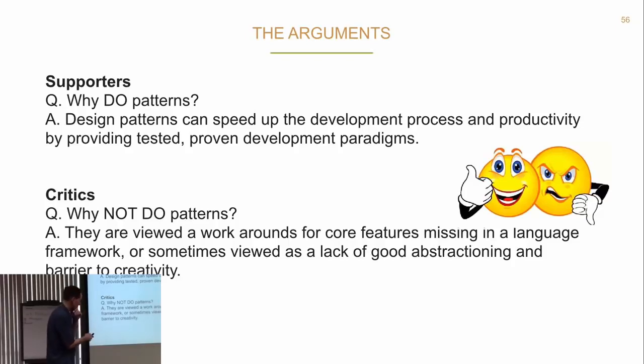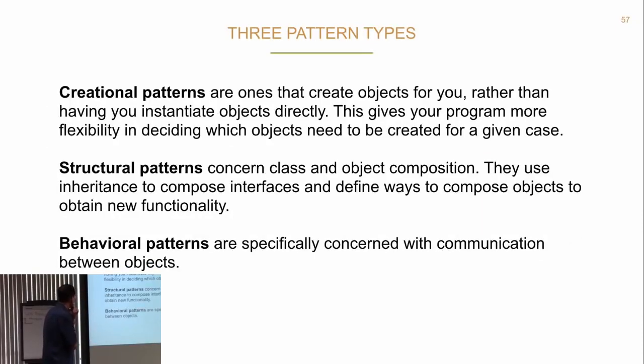Either way, there are three pattern types: creational patterns, structural patterns, and behavioral patterns. Those are really the main three you need to be familiar with. Creational patterns create the object for you rather than having you instantiate objects directly. This gives your program more flexibility in deciding which objects need to be created for a particular case. Structural patterns get back to class and object composition and how inheritance is used. Behavioral patterns are specifically concerned with the communication between objects.